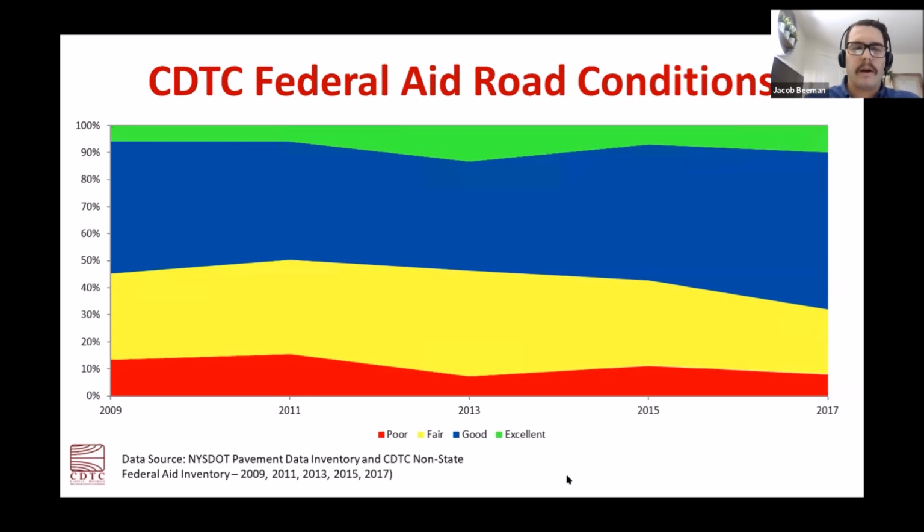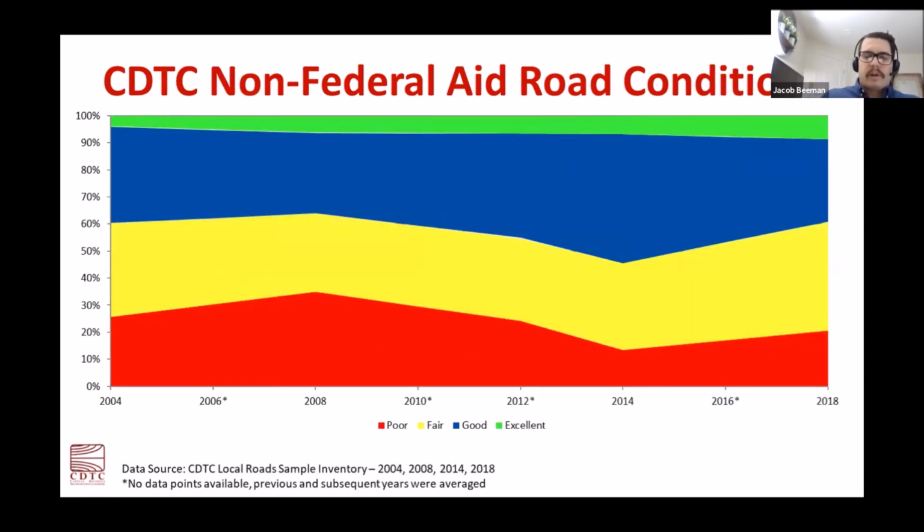So overall, with federal aid roads, we've been seeing an increase in good and excellent pavements over the past 10 or so years, and a decline in fair and poor pavements. So we're trending in the right direction. Currently, about 68% of federal aid roads in the Capital District are in good or excellent condition, which is great. Next slide, Jen.